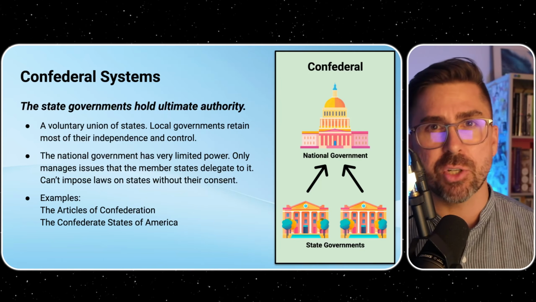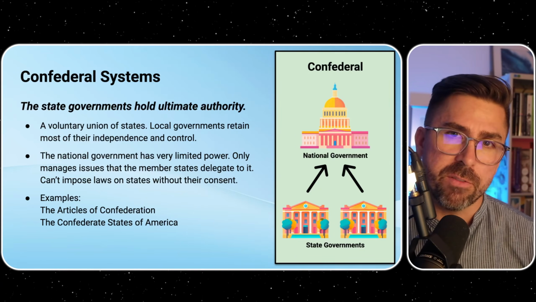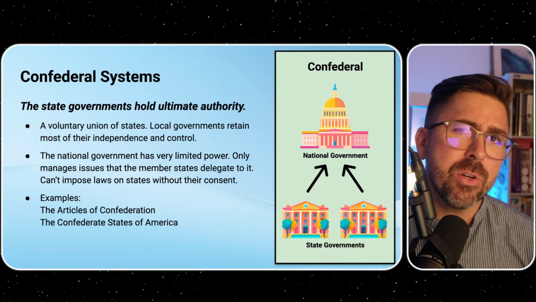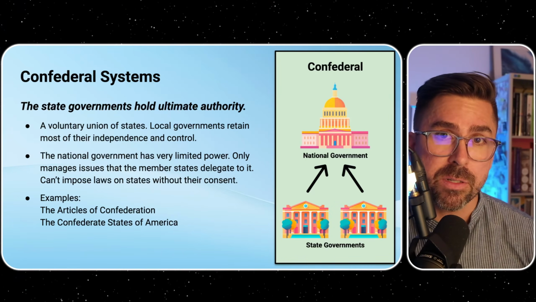And that means that the national government is very weak. Here's an example. Under the Articles of Confederation, the national government could not require that the states pay their taxes. So they could ask, hey, states, would you mind paying your taxes, send us the money? Guess what happened? A lot of the states didn't actually even send any money.